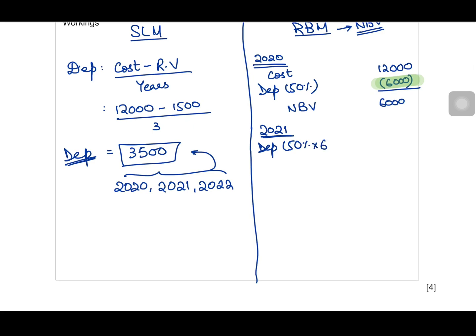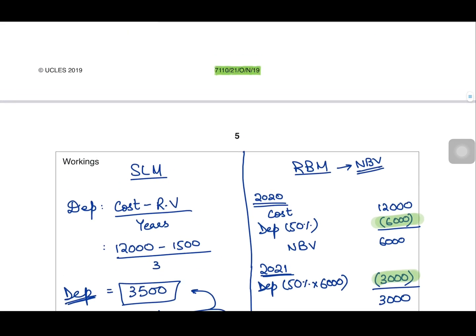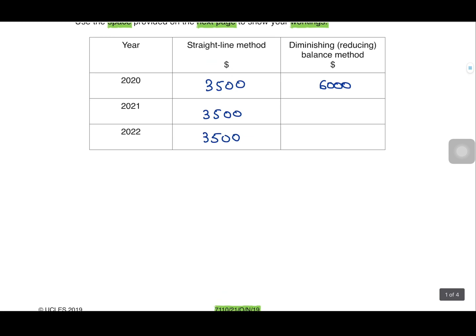So net book value is how much? It was $6,000. So 50% of 6,000 will be $3,000. This will give us a depreciation of again 3,000, and the net book value will also be the same. So this is the depreciation for year 2021.